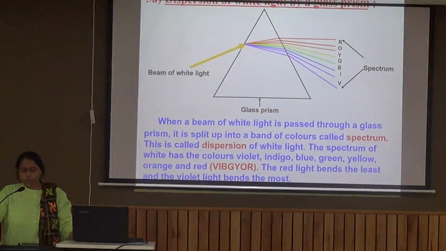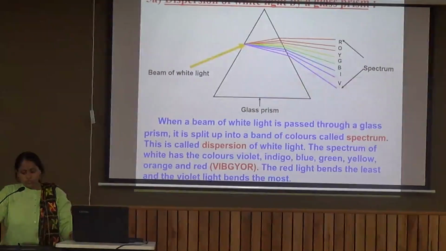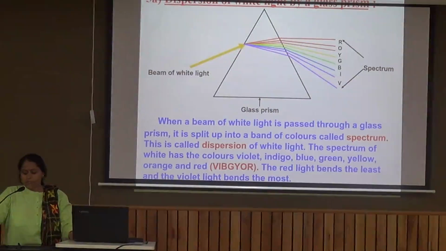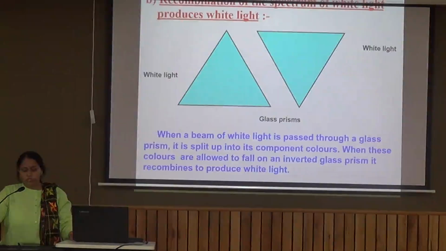The spectrum of the white light has the colors violet, indigo, blue, green, yellow, orange and red, represented by the acronym VIBGYOR. The red light bends the least and the violet light bends the maximum. So you can see red is on the upper side of the bend and violet is on the lower side.